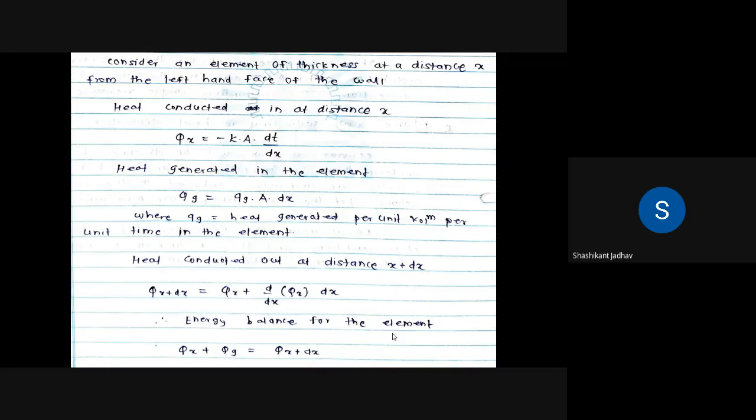So Qx is equal to minus k into A into dT by dx. This much amount of heat is conducted into that element along the x direction. So what is the equation for that? Qx is equal to minus k into A into dT by dx.